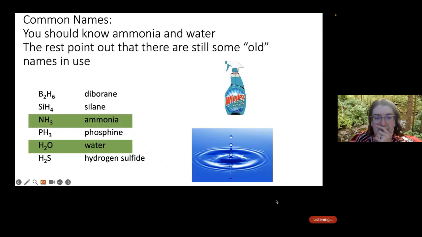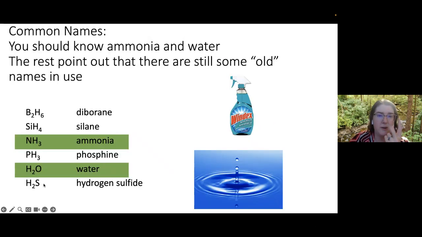Okay. Common names. Water and ammonia, things in green. There are other common names. Your textbook thinks that you will know what these are. We don't think you're going to know what phosphine is. It's too bad because phosphine is kind of cool. But ammonia, which is window cleaner, and water, H2O, we do think you know those two. So NH3 for ammonia is different from your polyatomic ion, which is the ammonium ion. I am so sorry about that. But they're related.